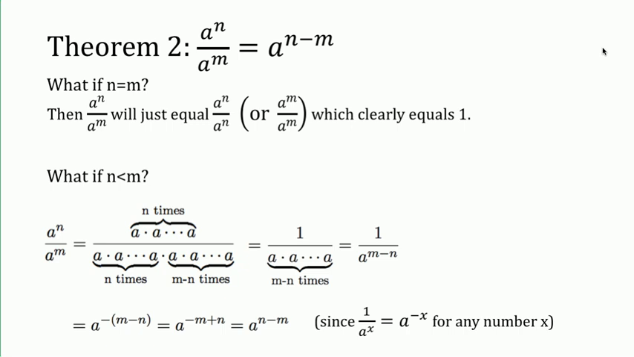This can be written as a to the negative m minus n power, and if you distribute the negative and swap the variables, we get a to the n minus m as desired. And this is since 1 over a to the x equals a to the negative x for any number x.